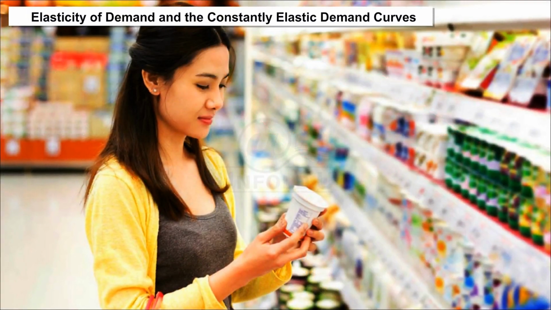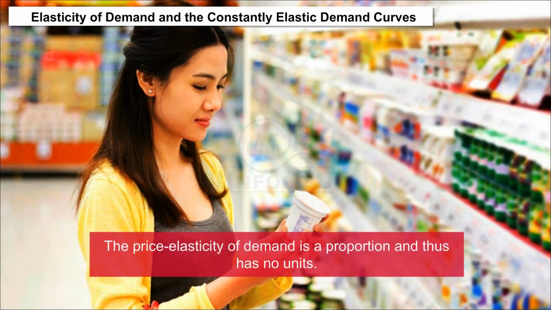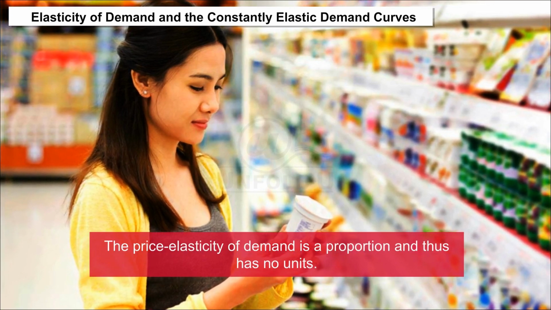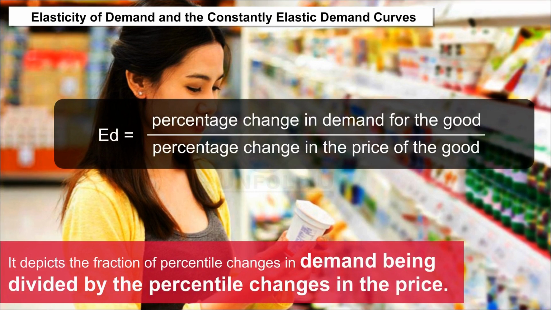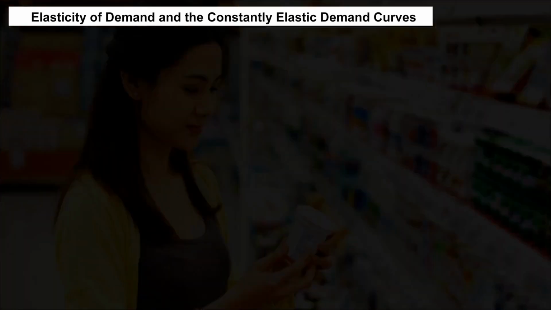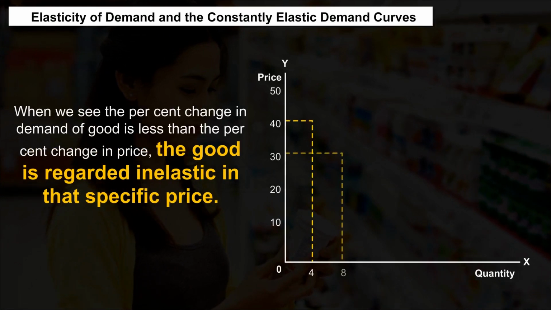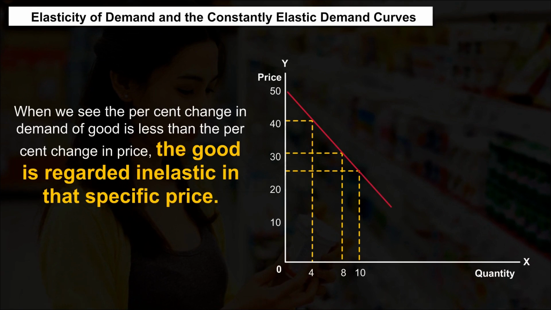Elasticity of demand and the constantly elastic demand curves. The price elasticity of demand is a proportion and thus has no units. It depicts the fraction of percentage change in demand divided by the percentage change in price. When we see the percent change in the demand of a good is less than the percent change in price, the good is regarded as inelastic at that specific price.